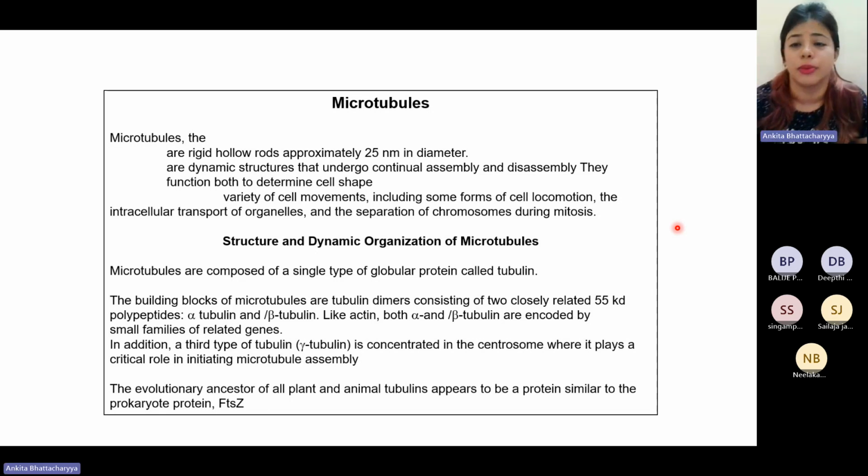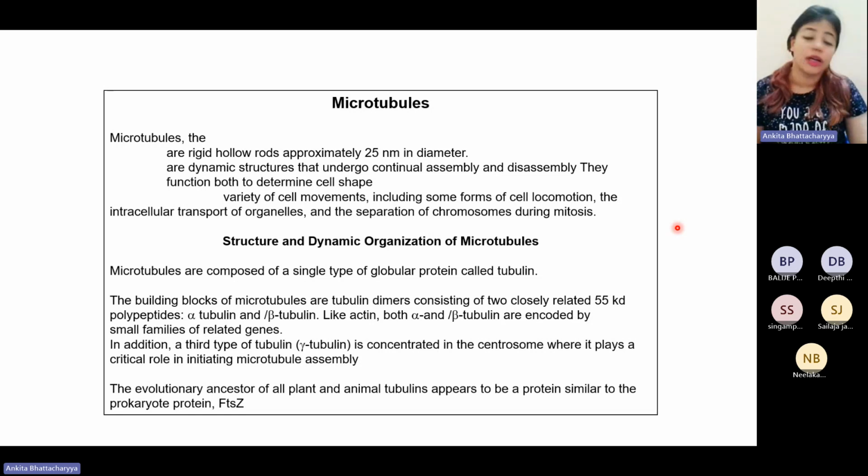So these are their two major functions. One is cell movement. The second is intracellular organelle transport. And the third, which we have not gotten into much detail, is a very interesting topic. If there is enough time, I don't think there will be, but if there is, I will go through that because it's extremely relevant, extremely important as well. So these are the major functions.